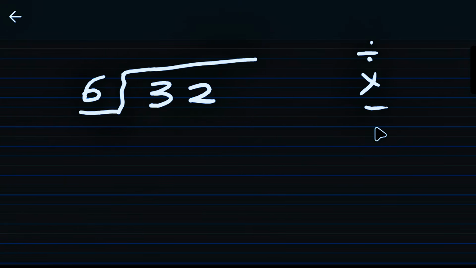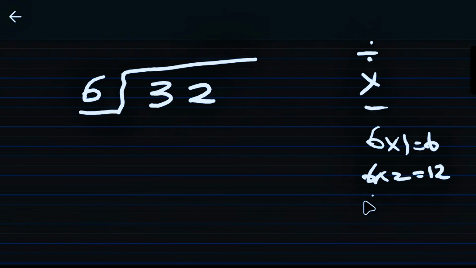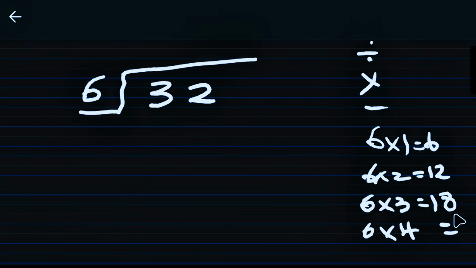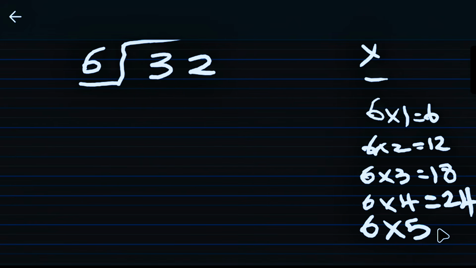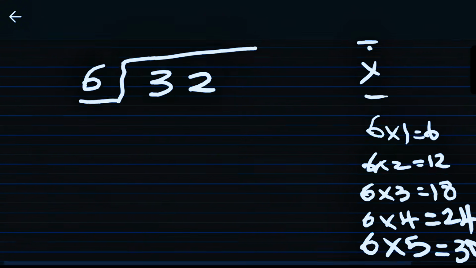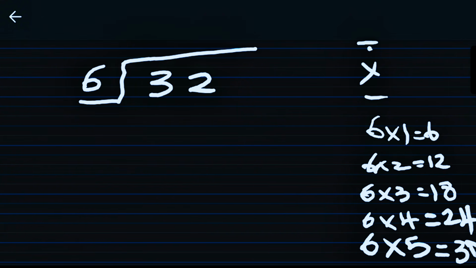Let's multiply. We are going to have 6 multiplied by 1, and that will give us 6. Okay, and 6 multiplied by 2 will give us 12. 6 multiplied by 3 will give us 18. And 6 multiplied by 4 will give us 24. Okay, and 6 multiplied by 5 will give us 30. So from here you can see that we have 32 here and we have 30 here, so we cannot go further because this is 32.